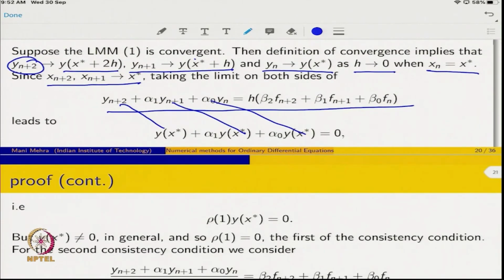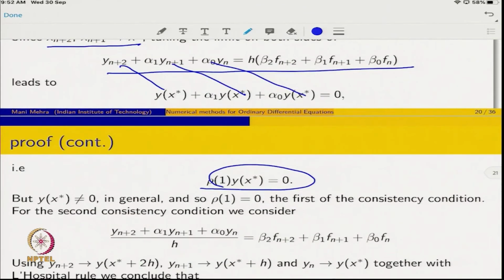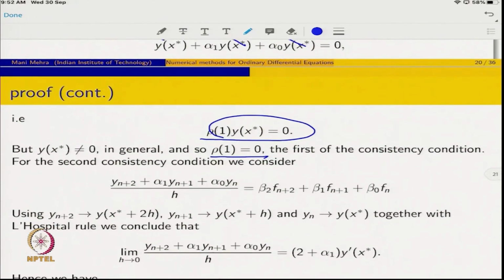And then if we write it in the form of the first characteristic polynomial, this will become this. In general, this cannot be 0, as we want a non-trivial solution. So, rho(1) should be 0, the first of the consistency conditions. So, this is the first consistency condition which we always get with the help of a convergent linear multi-step method or a difference equation which is convergent.